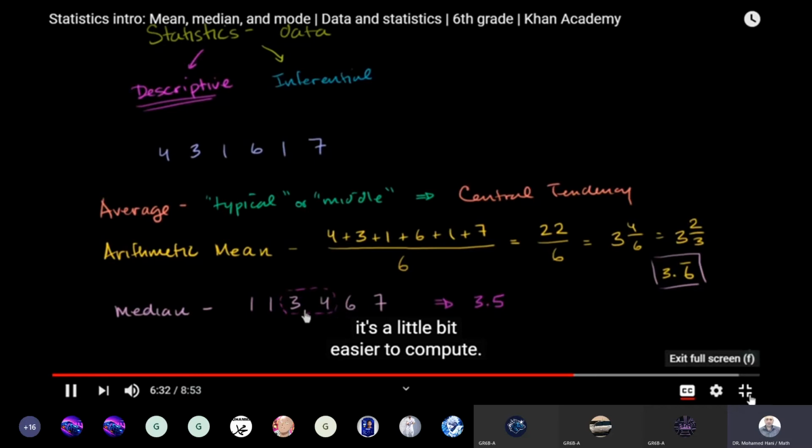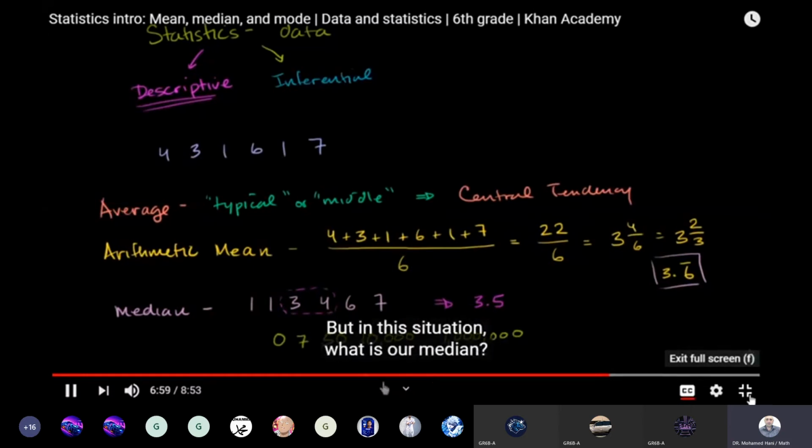If you have an odd number of numbers, it's a little bit easier to compute. And just so that we see that, let me give you another data set. Let's say our data set, and I'll order it for us, was 0, 7, 50, 10,000, 10,000, and 1 million. Kind of a crazy data set.